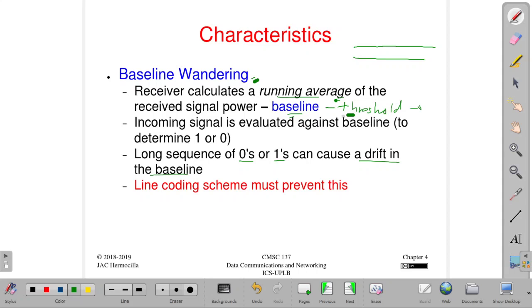So it is important that the line coding scheme should prevent this baseline wandering. As much as possible, prevent sending long sequences of zeros or long sequences of ones. We'll discuss techniques on how to handle this later.